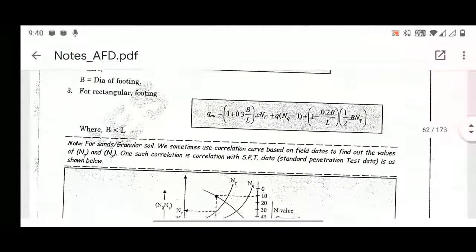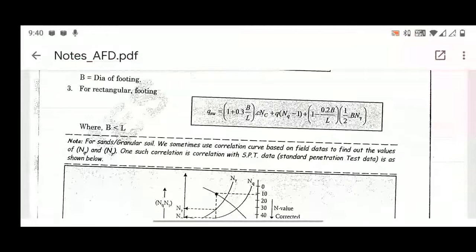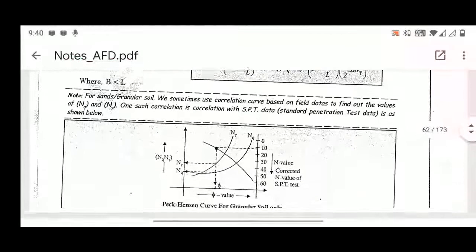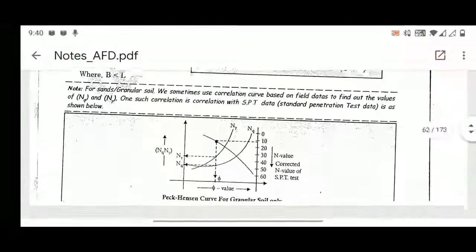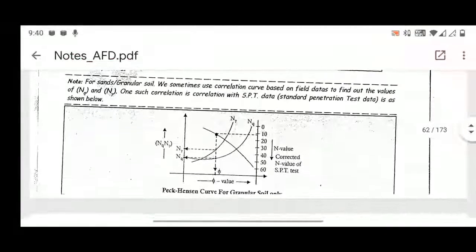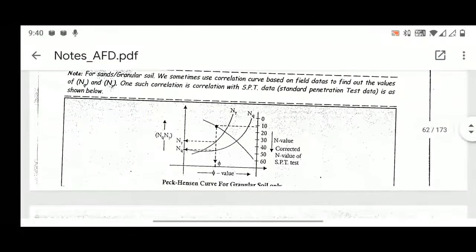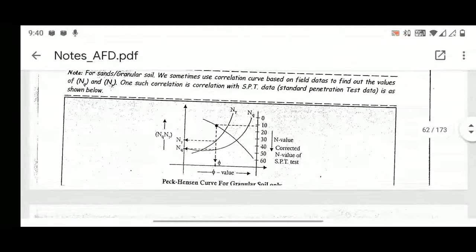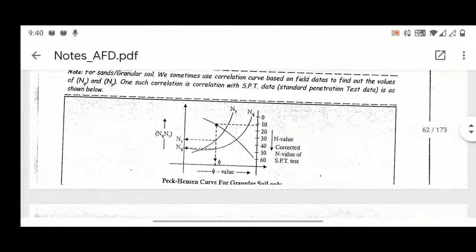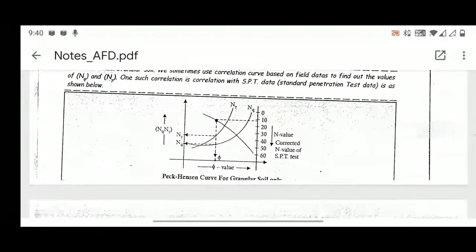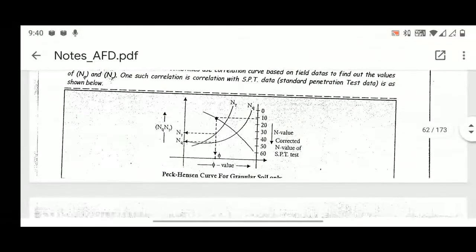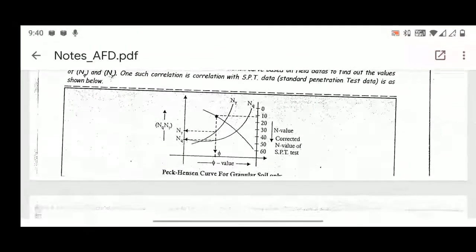Now, for sands or granular soil, we sometimes use correlation curves based on field data to find the values of Nq and N gamma. One such correlation is with SPT data, as shown below. You can easily see from this graph, and the other day I was telling you about this SPT value. So bearing capacity expressions are also correlated with the N values. This figure will automatically tell you the corrected value of N, that is, the SPT value that we are using.